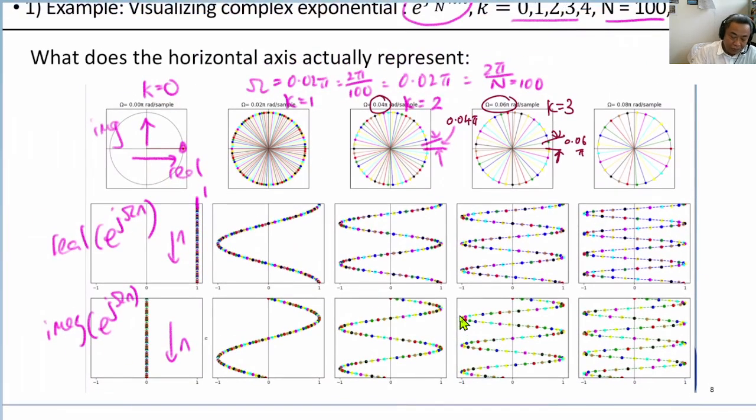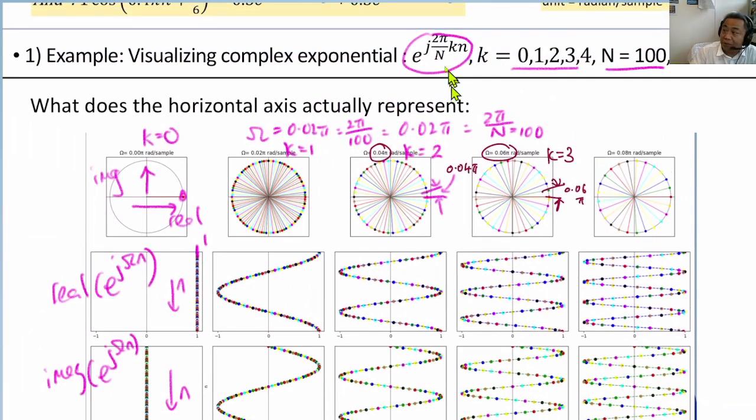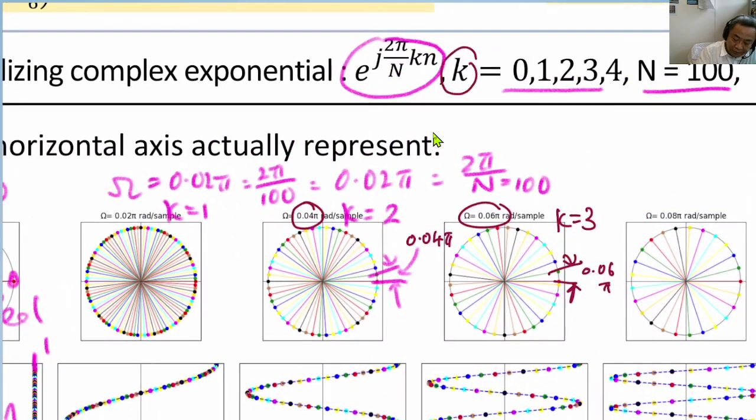So now you will understand what e to the j 2 pi over N kn means. Now, the interesting thing is the k. K tells us how many harmonics, how much faster, with respect to 2 pi over N. So 2 pi over N is the fundamental frequency. And when k equals 1 it is the fundamental frequency, k equals 2 is 2 times the fundamental frequency, k equals 3 is 3 times the fundamental frequency.